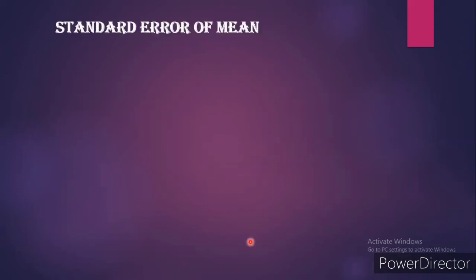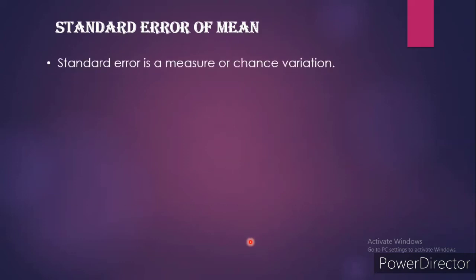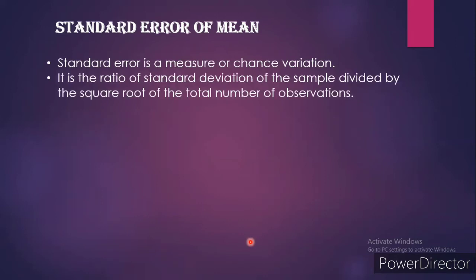What is standard error of mean? Standard error is a measure of chance variations. Standard error is not an error or mistake. It is the ratio of the standard deviation of the sample divided by the square root of the total number of observations.